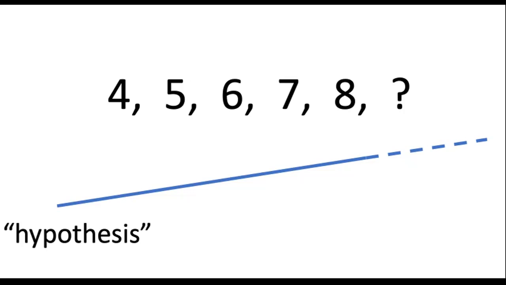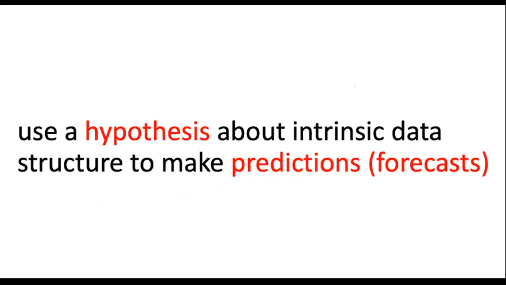This very simple example illustrates the very principle of many successful machine learning methods. Machine learning methods learn a hypothesis for the intrinsic structure in observed data. And using such a learned hypothesis, a machine learning method can form or compute predictions or forecasts about new elements in the sequence or future data points.